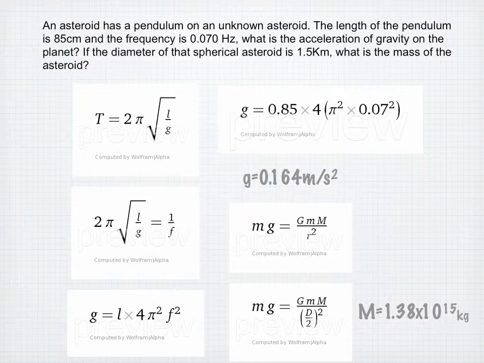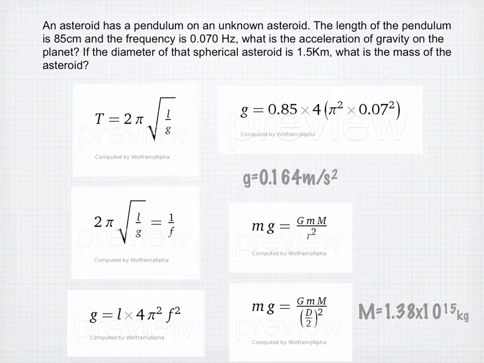Our fundamental equation is that the period is equal to 2 pi times the square root of L over g. We also know that the period is equal to 1 over the frequency. So by rearranging our equation and solving for g, we get that L times 4 pi squared times the frequency squared is equal to the acceleration of gravity.